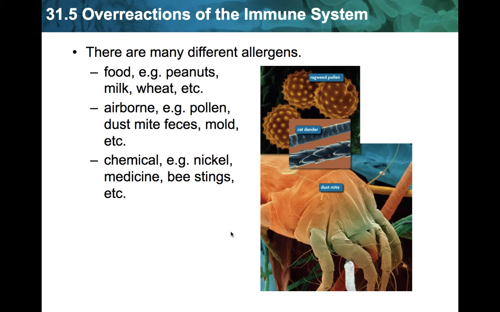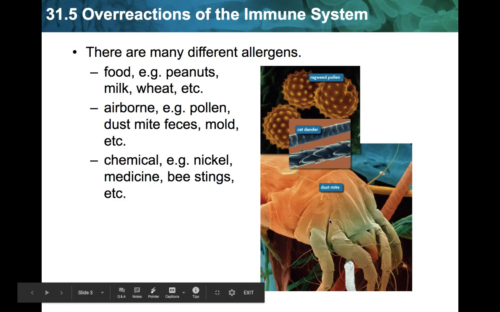There are chemical allergens as well, like nickel, medicine, bee stings, etc. Some people are allergic to different types of metals. My ears are sensitive to some cheaper metals, which is why I can't wear certain earrings. Some people are highly allergic, so they can't even wear necklaces or anything touching their skin that's a specific metal.